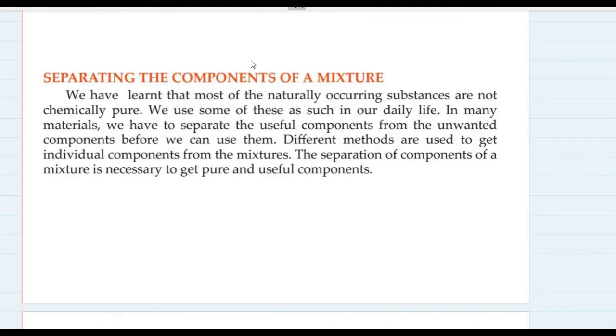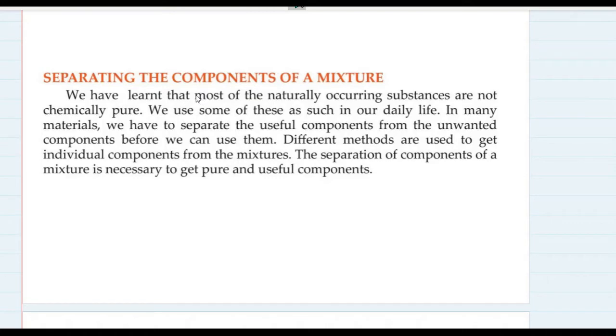In this video, we are going to study or talk about separating the components of a mixture, how to separate a mixture. And we know that compounds cannot be separated by physical means, but mixtures can be. So what are the methods with which we can separate the components of a mixture?